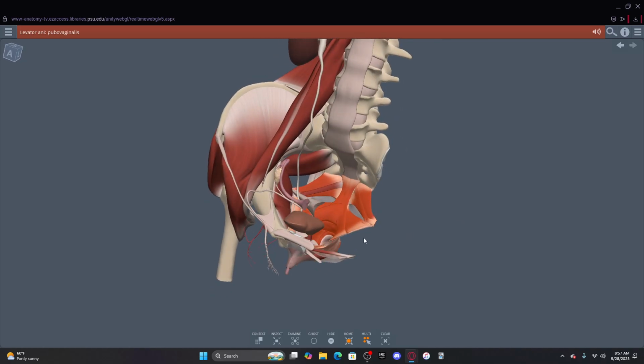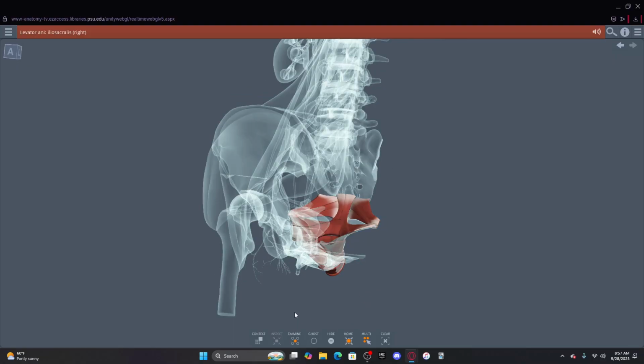Right, so that would be levator ani, right? These are the two muscles that are holding up the pelvic floor.